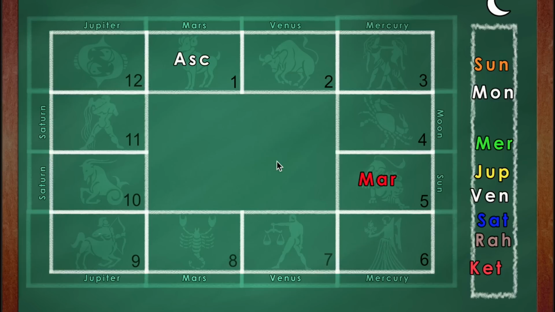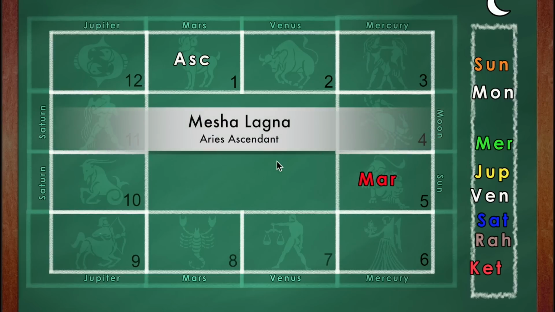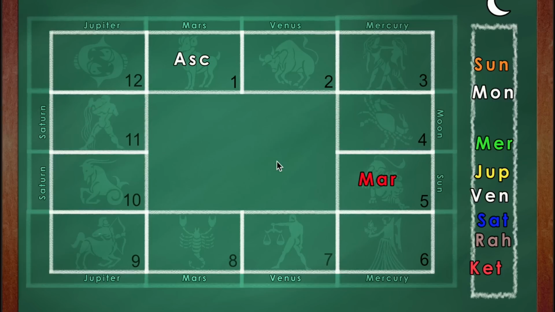Out of the 12 possibilities, I'm now showing you the first possibility on the green board: Aries ascendant, Mesha Lagna, and therefore wherever you see this ASC or ascendant is the first house, and then you go clockwise, you find 1, 2, 3, 4, 5, and you come to this house where Mars is in the fifth house. This Mars is happy to be here because it is the house of his friend, the Sun.